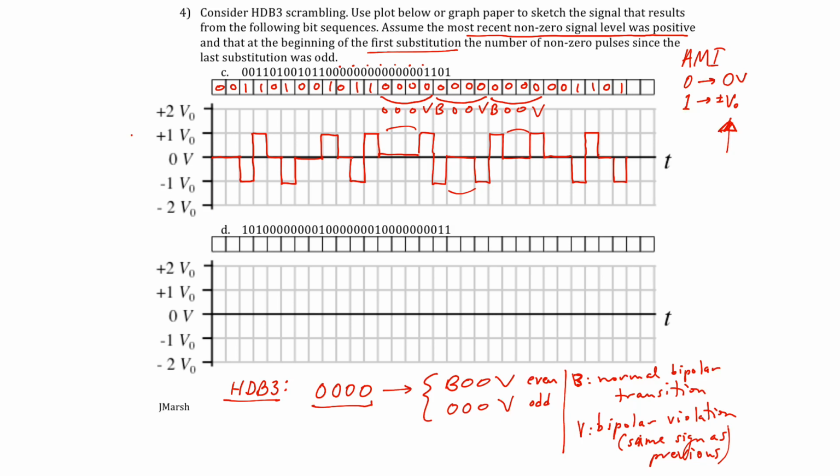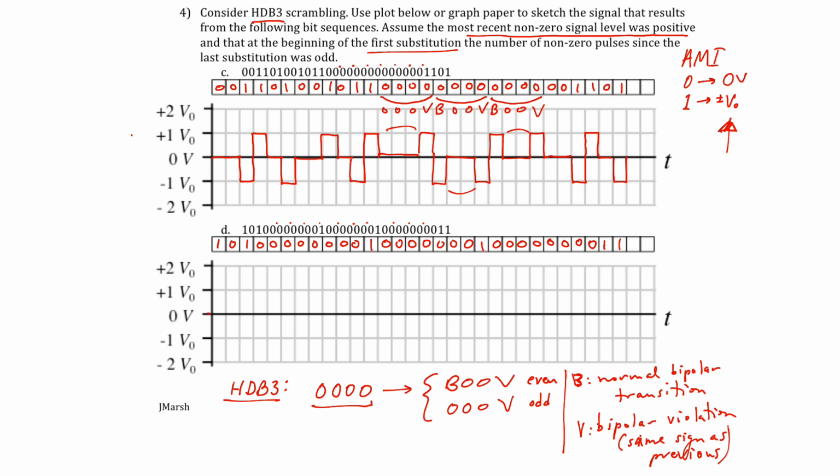I'll do the next one more rapidly. 2, 4, 6, 8 zeros, a 1, 2, 4, 6, 7 zeros. And then a 1, and then 2, 4, 6, 8 zeros. And then 2 ones. Okay. Again, our first 1 goes negative because the most recent non-zero was positive.